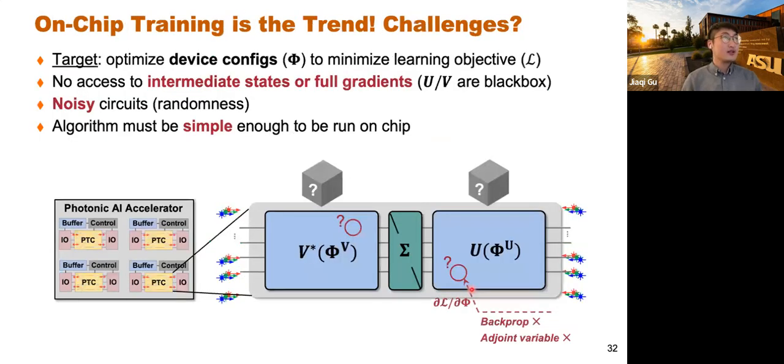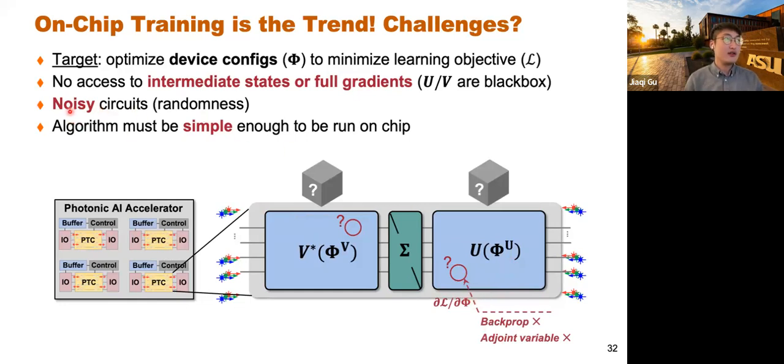On-chip training is the trend, but it's very hard. You can imagine the circuit itself is a black box. It's not like a tensor, where you can know the input, output, and you can know the gradient using backpropagation. Here you know nothing. It's a black box. You only know the input and output. All the intermediate points, instead of U and V, are black box. You cannot use backpropagation or the adjoint variable method used in inverse design to analytically calculate the gradients. So it's very hard to do optimization.